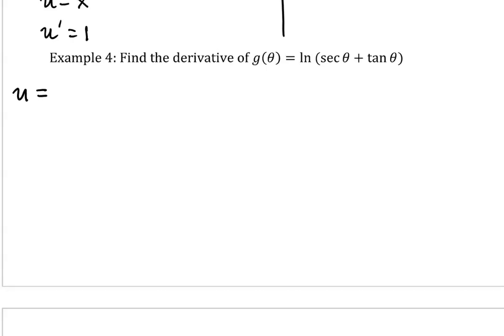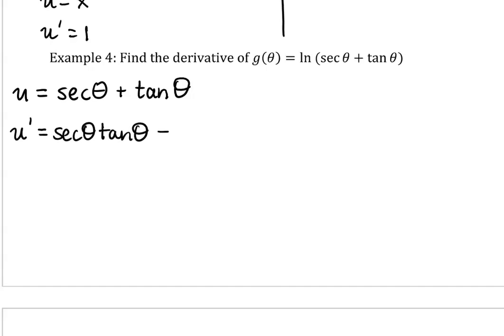So u is everything that's on the inside of natural log, which is secant theta plus tangent theta. And then we'll take u prime. We'll take it term by term. The derivative of secant is secant tangent, and the derivative of tangent is secant squared.